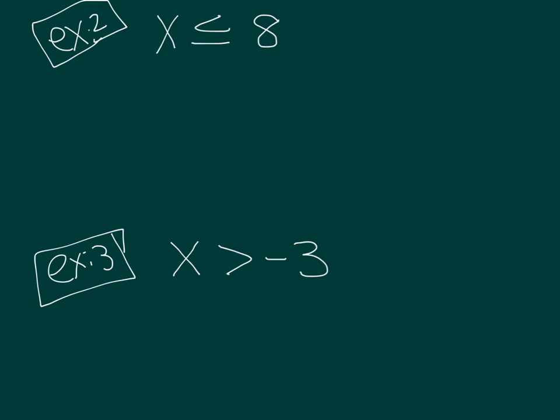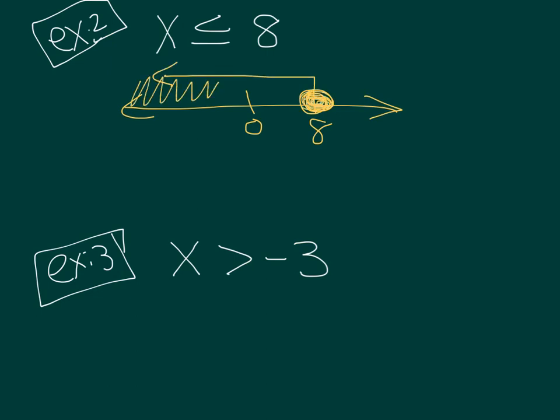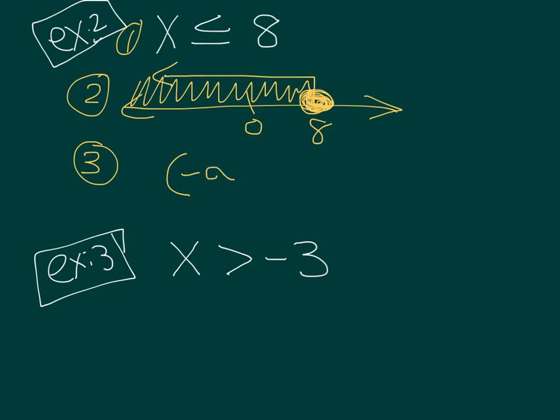Okay, so x is less than or equal to 8. On a number line, you have 0 and 8. Less than or equal to means you include the 8, and you go to the left, shade in all your solutions. And the third way is interval notation, where negative infinity is the smallest, and it's parentheses because you don't include it. 8 is the biggest, and 8 is included in your solution.